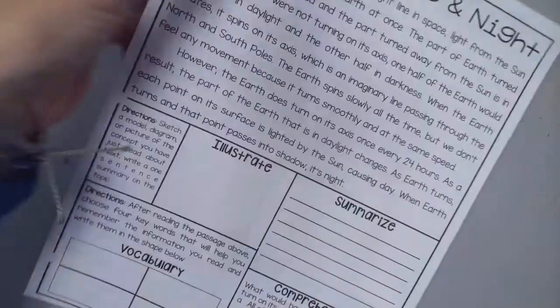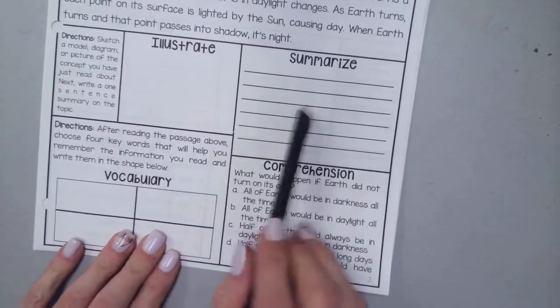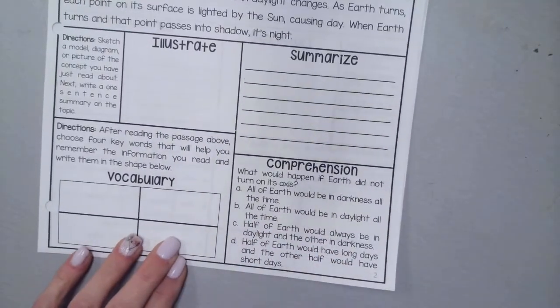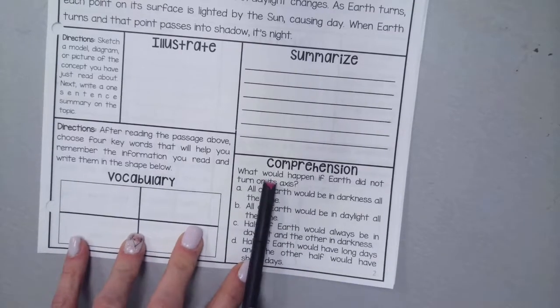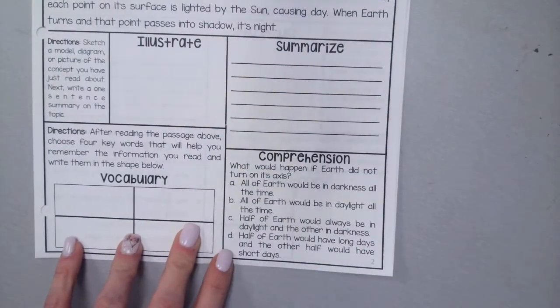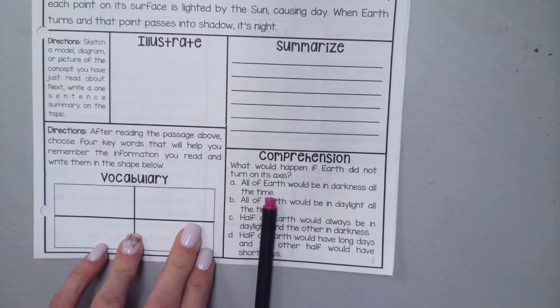So then, once you have your 4 vocabulary words, you are going to summarize what you read. So why do parts of the earth have daytime where other parts of the earth have nighttime? And then we have our comprehension question, which reads, what would happen if Earth did not turn on its axis? Please don't answer out loud, by the way.